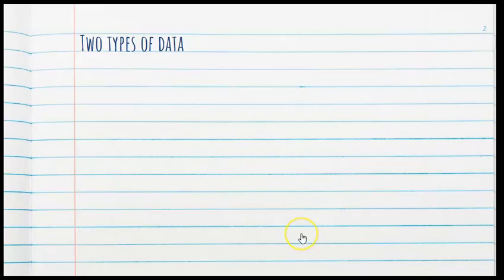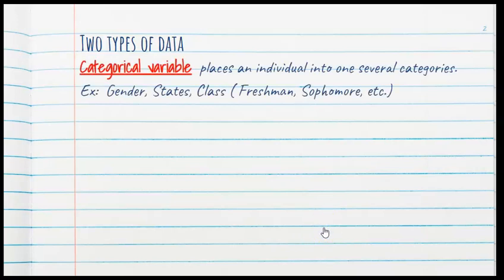There are two kinds of data that you need to be aware of. The first kind is what we call categorical data. It puts an individual into a category. So when they collect data, this is one type. It could be gender, states, class, like freshman, sophomore, junior, senior, things like that. All kinds of categorical data out there.